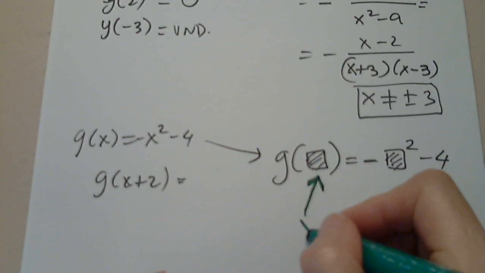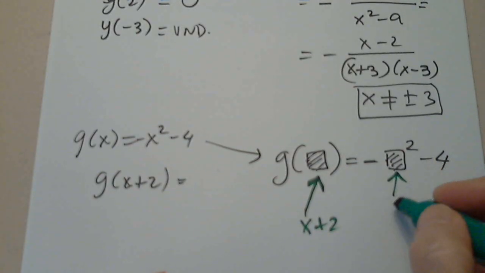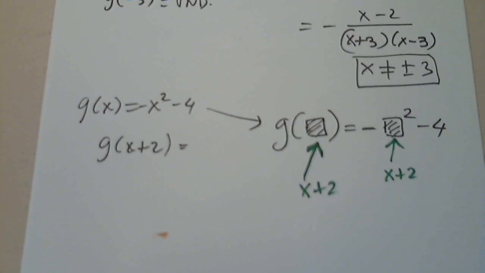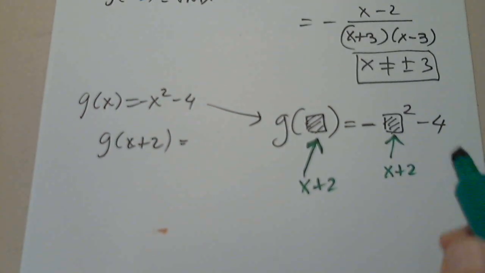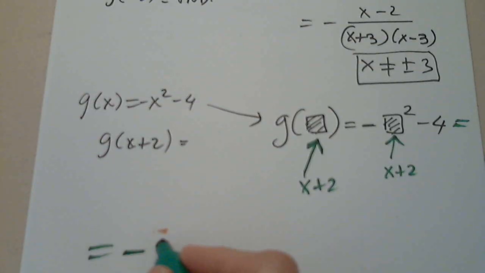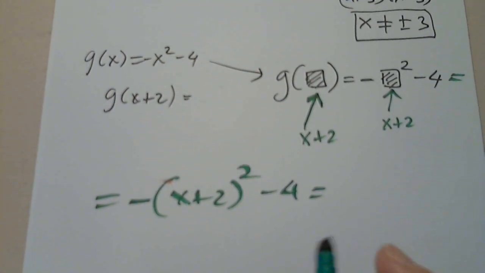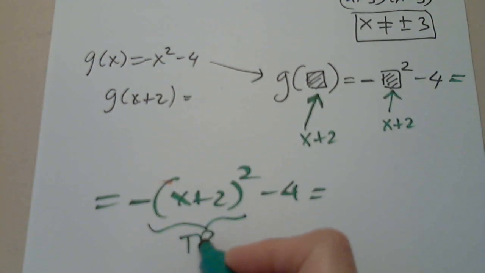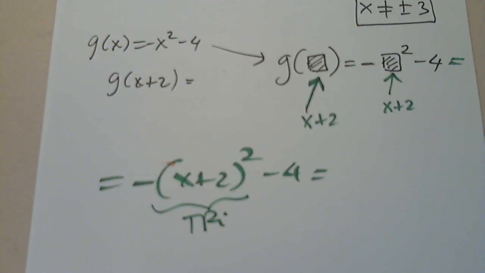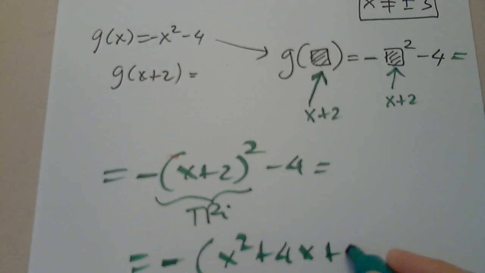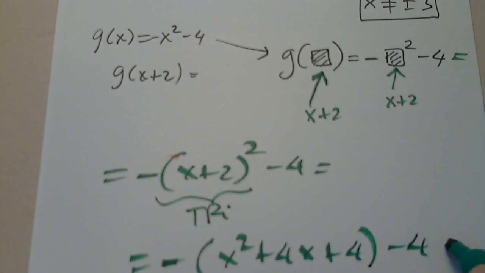If you're telling me that whatever is x plus 2, fine. As long as I understand the pattern, I'm not afraid of anything. So negative quantity x plus 2 squared minus 4. But you must remember that this is a trinomial. If you don't remember it's a trinomial, it will be terribly wrong, right? So negative x squared plus 2 times the first times the second plus the second term squared.